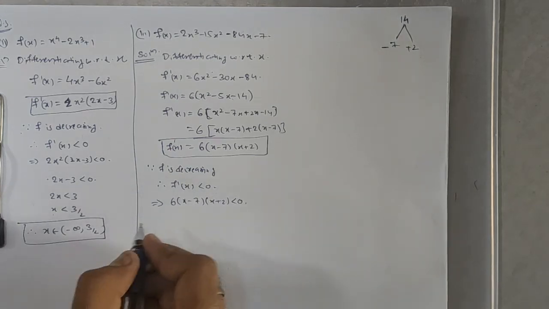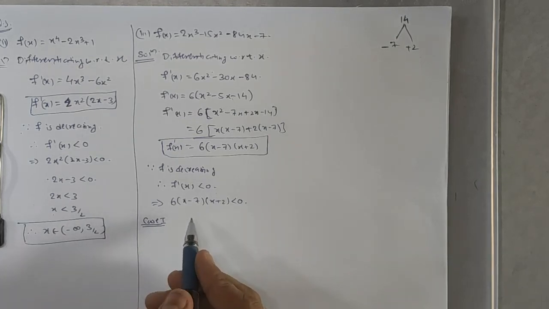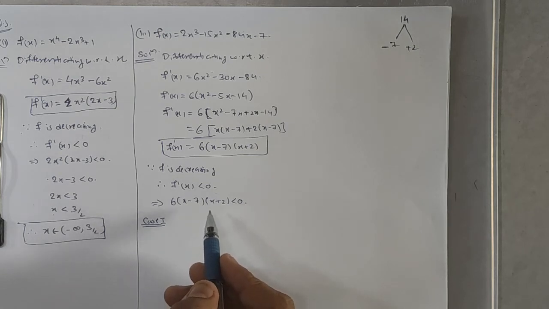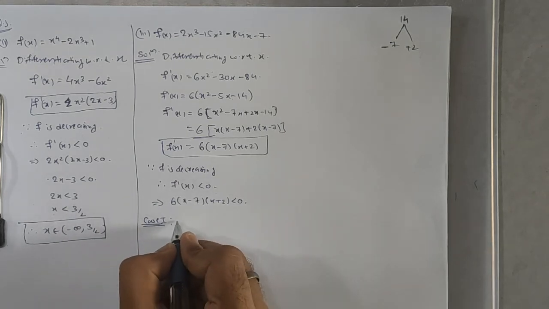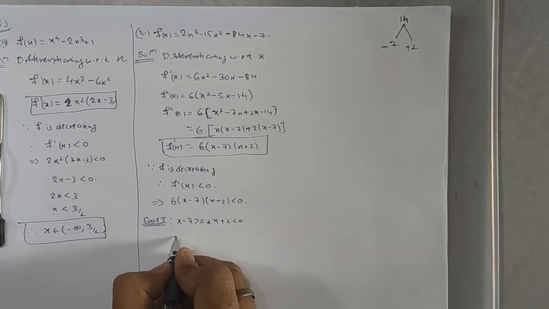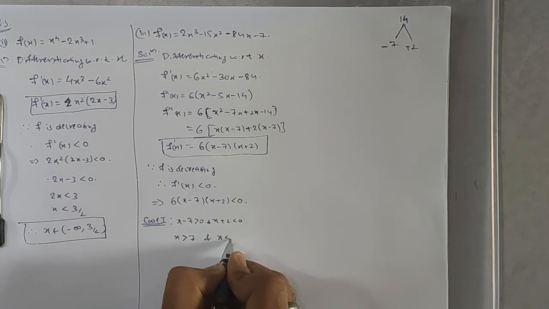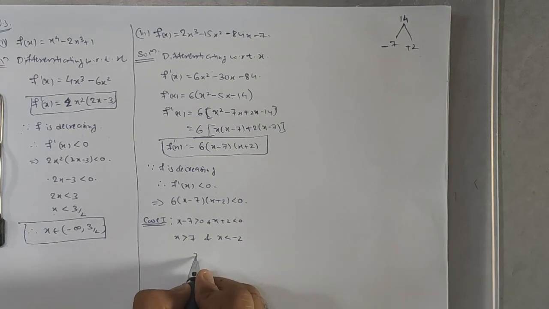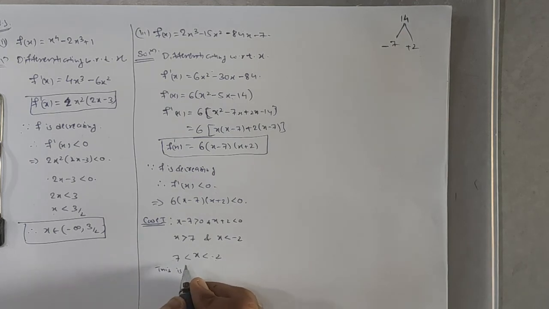So case 1. It is possible when one of them is positive and one is negative, so we will take alternative cases. For the first case we take x minus 7 positive and x plus 2 negative. So this will be x is greater than 7 and x is less than minus 2. Is it possible? If we see, x is less than minus 2 and x is greater than 7, this is a contradiction. Indirectly this says minus 2 is greater than 7, which is a contradiction.